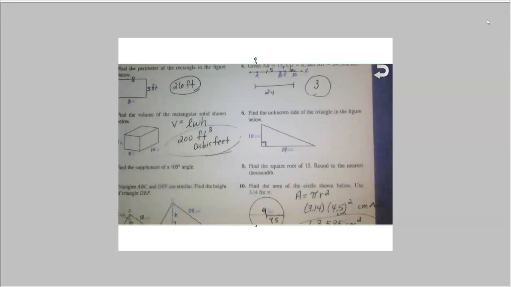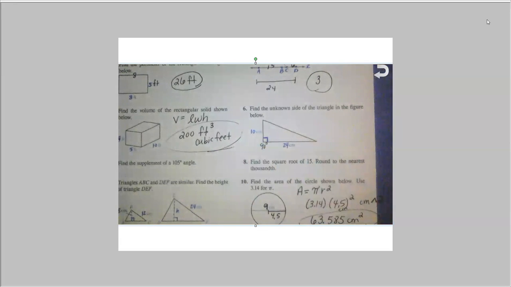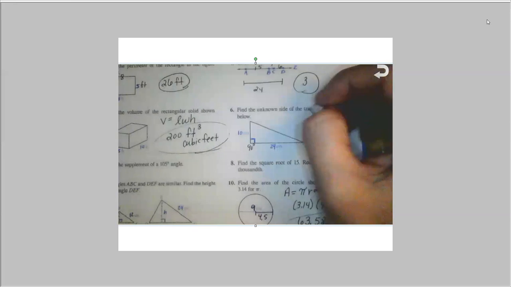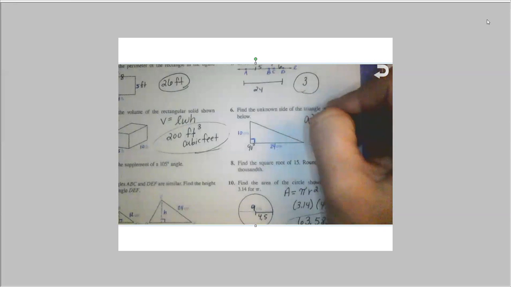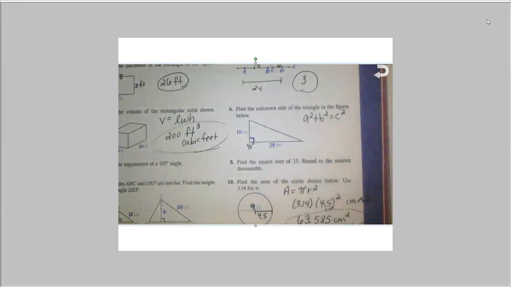All right, number 6, we have a right triangle. I know this is a right triangle because this symbol right here indicates it, okay? A right triangle has one angle that is 90 degrees, okay? That's important to know. When you have a right triangle, then the Pythagorean theorem works to help us find a missing side of that right triangle.